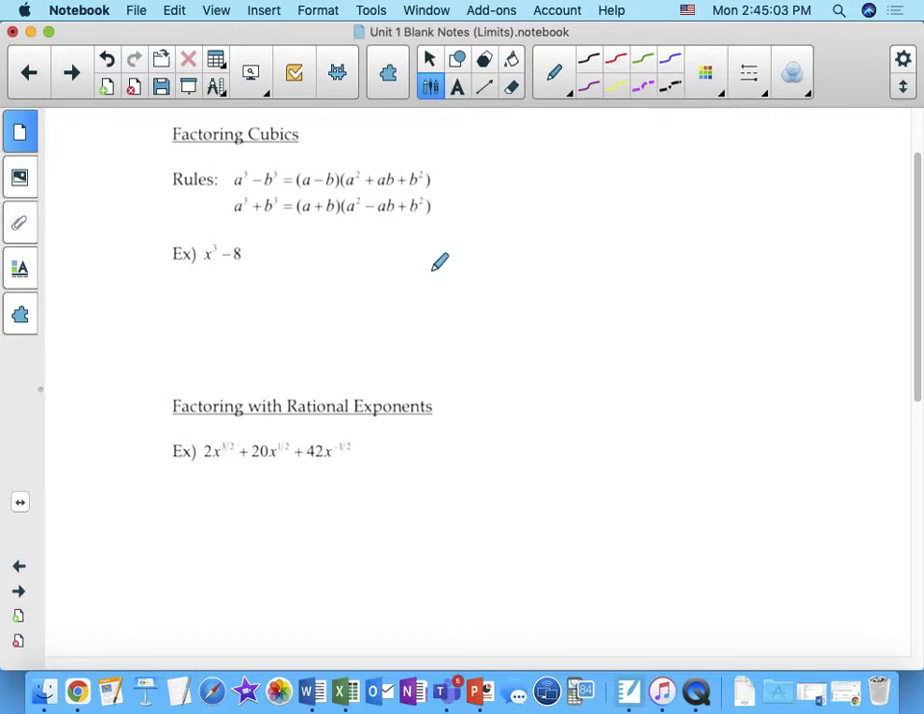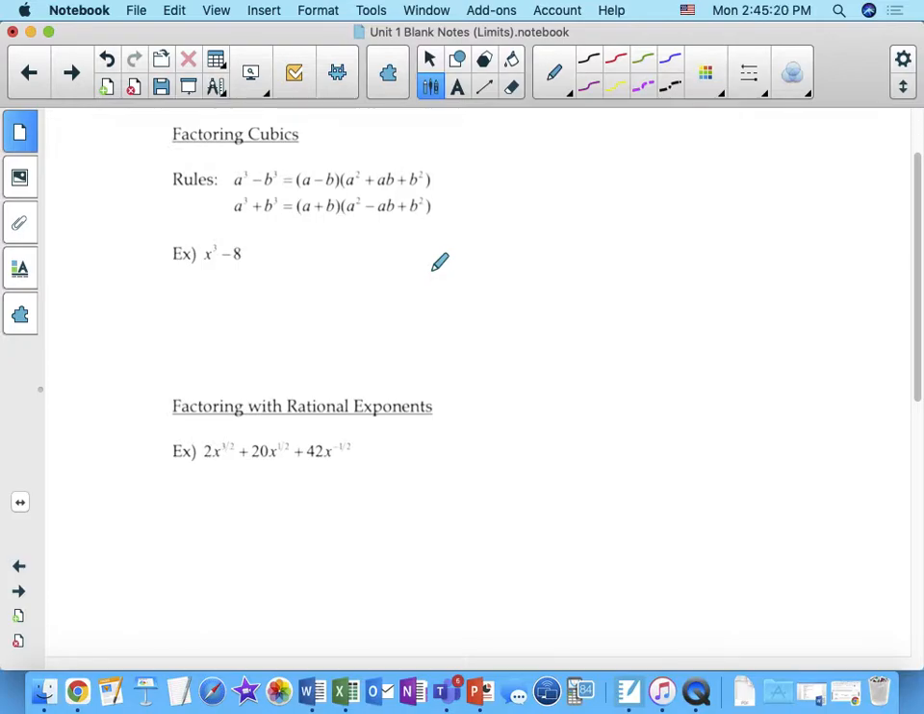So just to speed things up a bit, based on this pattern over here, what should be a factor is x minus 2. Okay? So let's just review synthetic division. How many people remember synthetic division?